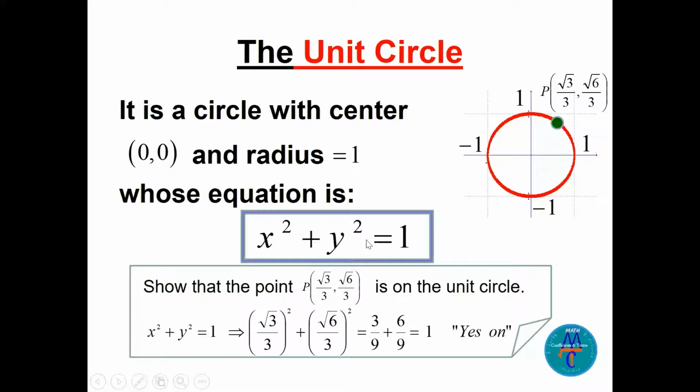Easily take this x, square root of 3 over 3, and square it. Because we are using the same equation, take y and square it, the whole x and the whole y. When you square this, it will be 3 over 9. You square this, 6 over 9. When you add, you have the same denominator. 3 plus 6, 9 over 9 is 1. Since the answer is 1, yes, this point lies on the unit circle. This is only to check if a point is on the circle or outside the circle.